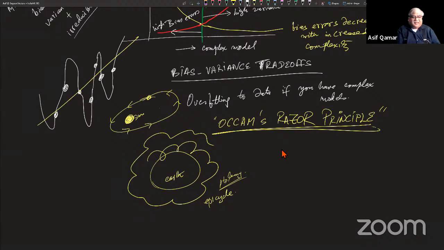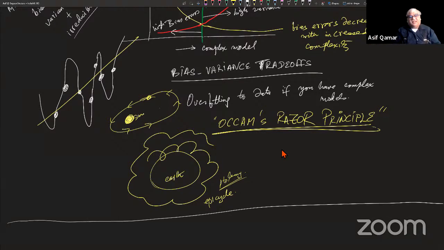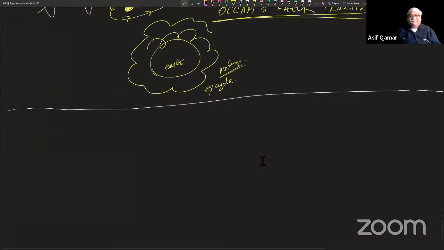Now, I've taken about half an hour, 40 minutes to explaining regression. It was worth doing that. Today, what I would like to do is now move on to another class of predictive models called classification. Are we together? Classification.